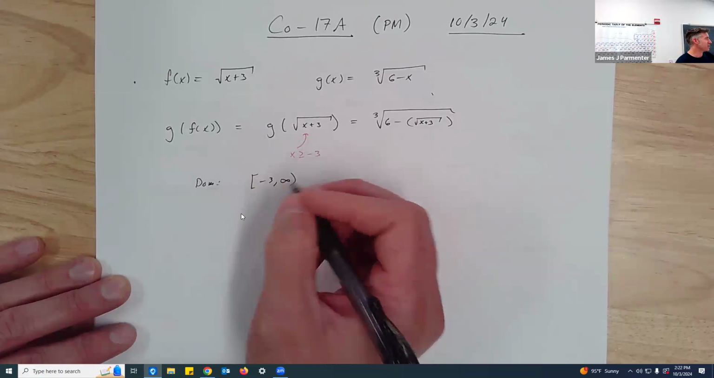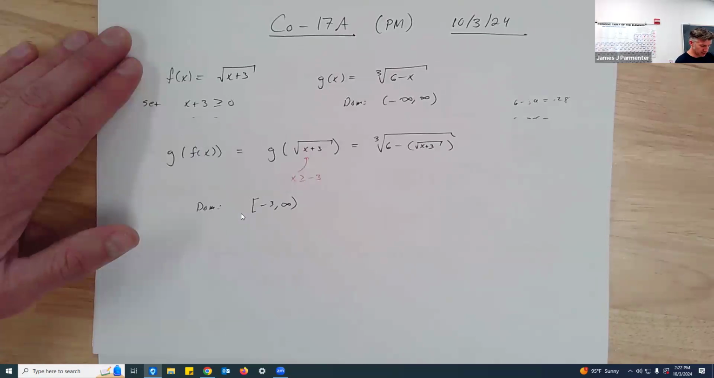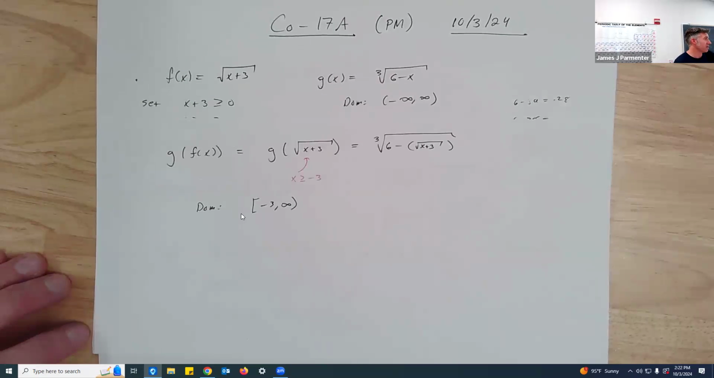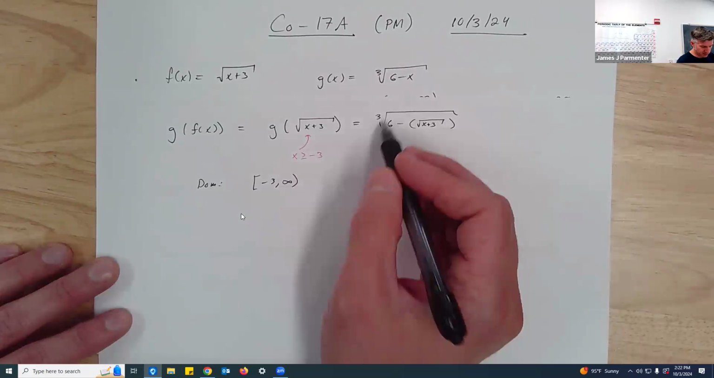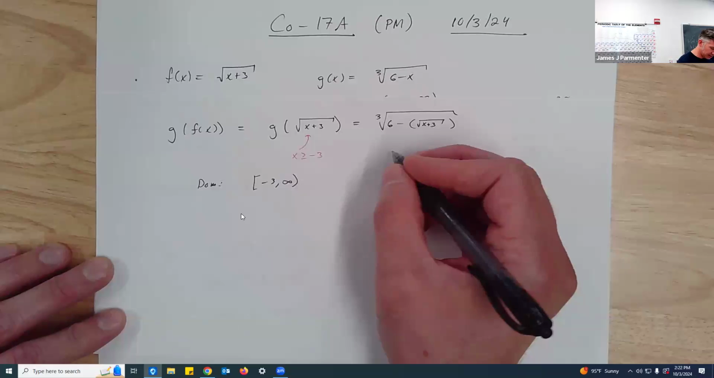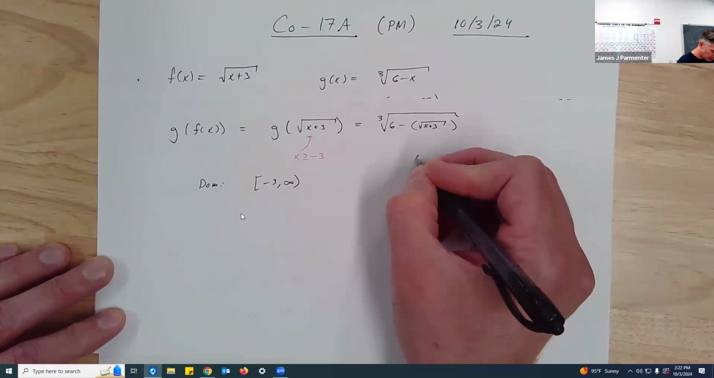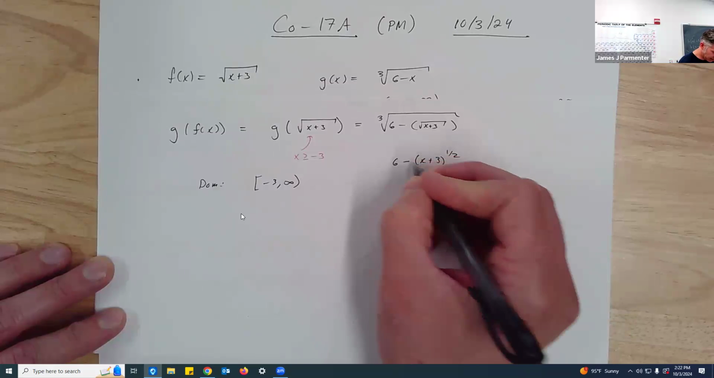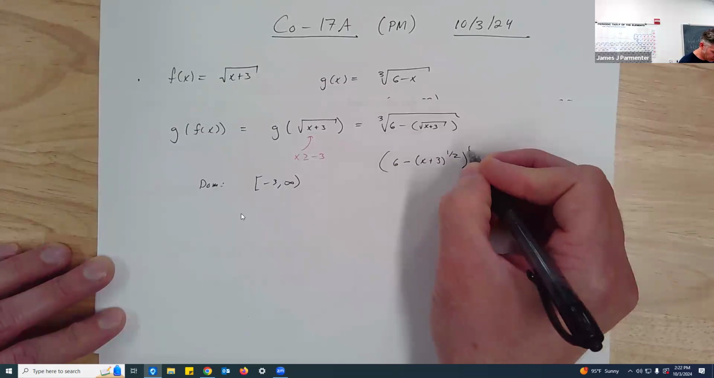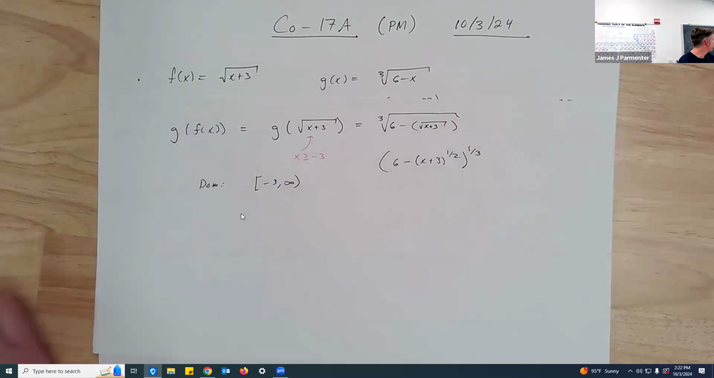This is also why I like to start these problems by finding just the domains of each of the individual functions, because it's going to help me in the long run. And then if I'm going to type this into Desmos, I'm going to write it as the insides are x plus 3 to the 1/2, 6 minus that, and then parentheses all of that to the 1/3 power. Cool.